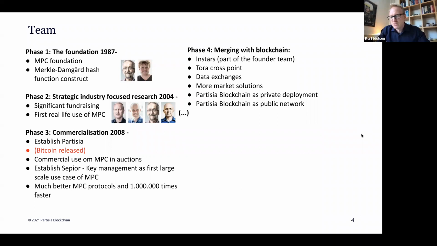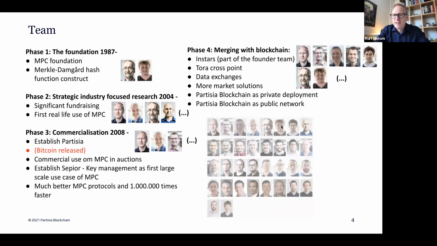So the first step was in 2019, where we had the private deployment version that was licensed to customers, and today we are ready to launch the public version of this network. So we have more people coming in as we move forward on this journey. I think one important thing, today there's a lot of people involved in this.